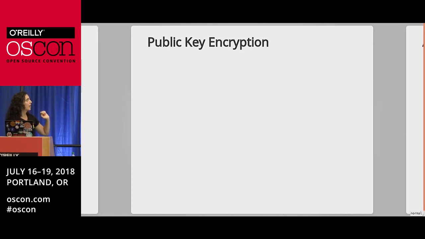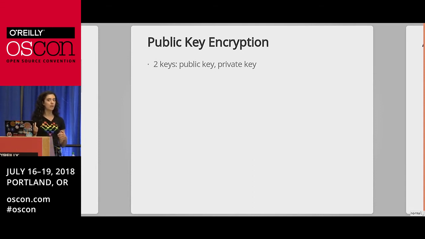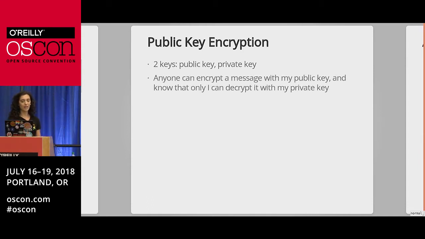Okay. So public key encryption is the next idea that I think is key to understand when we're talking about blockchains. With public key encryption, also called asymmetric key encryption, I have two keys. One of them is public, which as the name suggests, means that anyone can see it. And the other is private, which as the name suggests, means that no one else except for me should be able to see it. Anyone can encrypt a message with my public key and know that I am the only person that can decrypt that message using my private key.